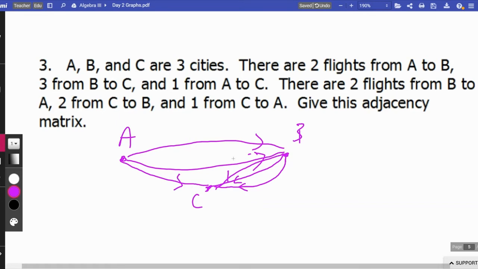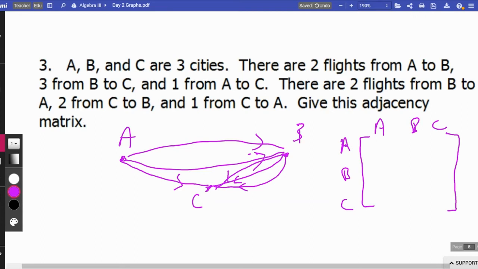There are 2 flights from B to A, so now this is going to get really messy. That's why we don't really want to draw this out. We can just do it with the matrix. So this is directional though, so we're going to have A, B, C, A, B, C. Now it should make sense that A shouldn't go to A, because that's just a flight that goes from A to A and it'd be pointless.